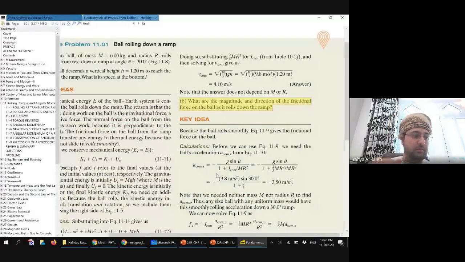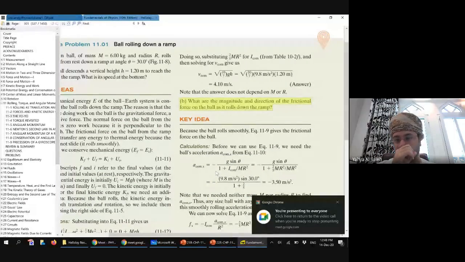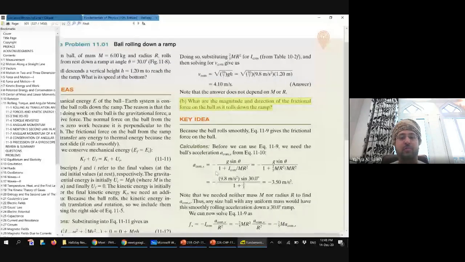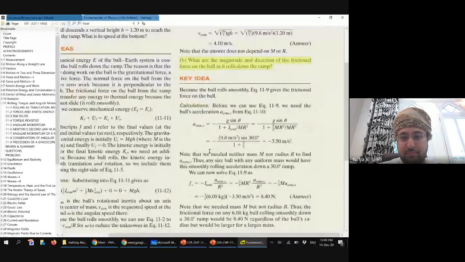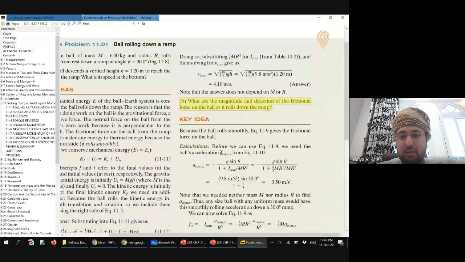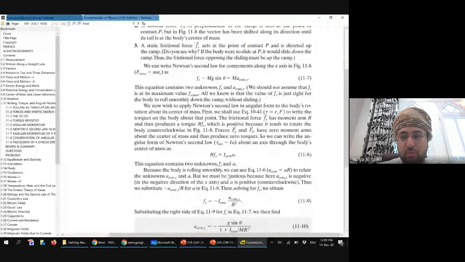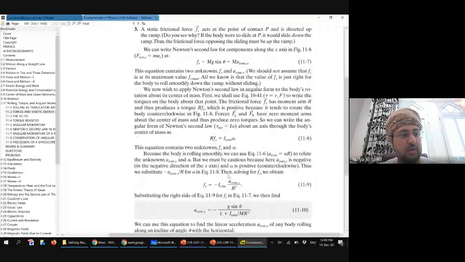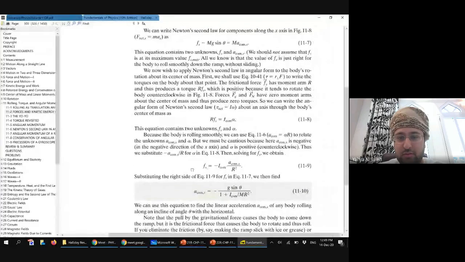Now let's go on to the next bit. What are the magnitude and direction of the frictional force on the ball as it rolls down the ramp? Because the ball rolls smoothly, we can use 11-9.